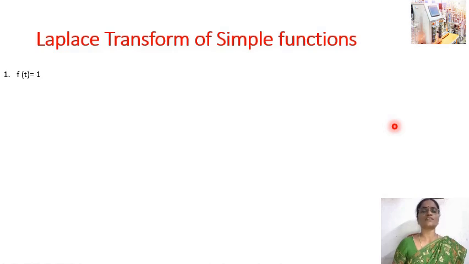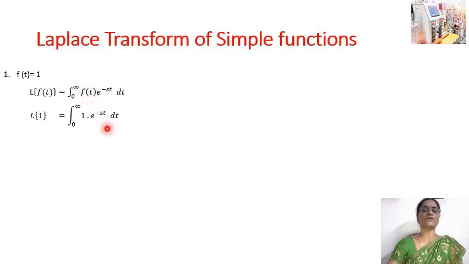Take the first function, a simple function f of t equal to 1. We already know the formula of Laplace transformation, the integral from 0 to infinity of f of t e power minus st into dt. Here, instead of f of t, just substitute 1, and you will get e power minus st. By normal integration, e power minus st divided by minus s you will get. Then apply the lower and upper limits.